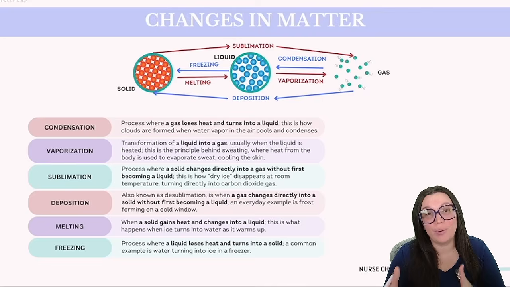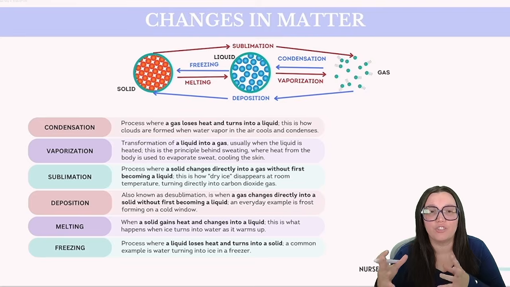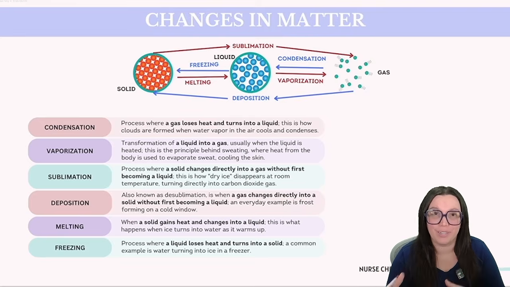In addition to knowing that matter exists in these three states, solid, liquids, and gases, you also need to know the 6 transformations that can take place between them. Let's discuss each one of these in detail.